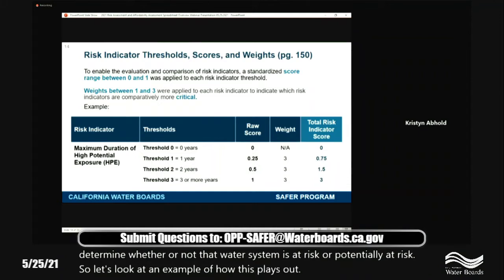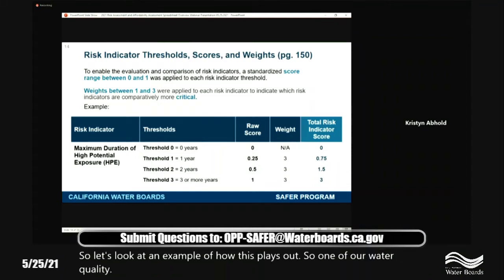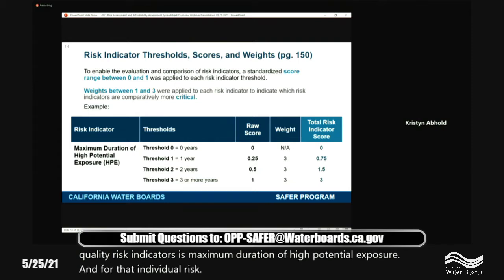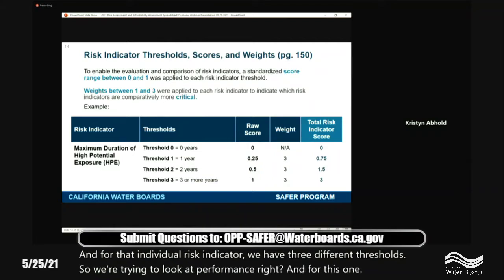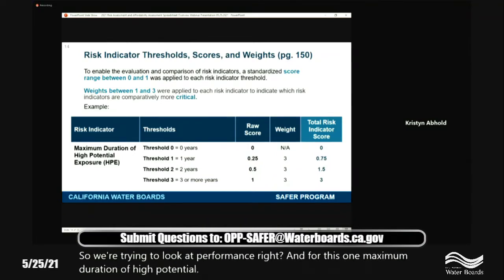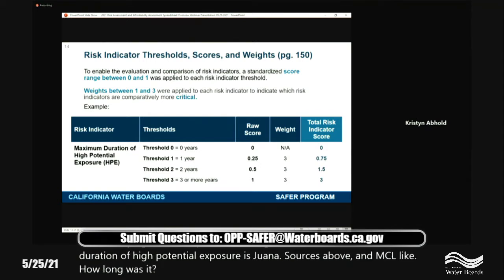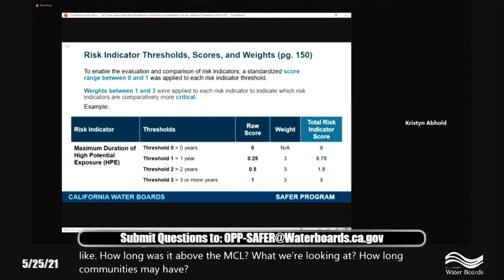So one of our water quality risk indicators is maximum duration of high potential exposure. And for that individual risk indicator, we have 3 different thresholds. So we're trying to look at performance, right? And for this one, maximum duration of high potential exposure is when a source is above an MCL, like how long was it above the MCL? What we're looking at is how long communities may have been exposed to water quality issues.